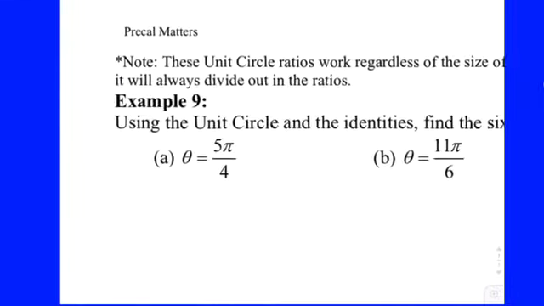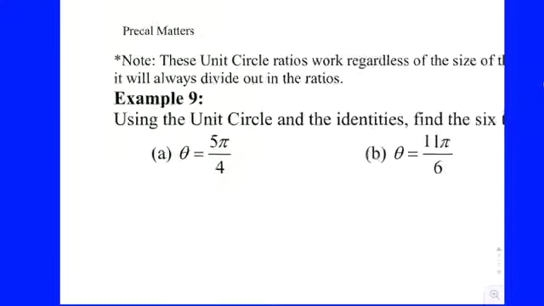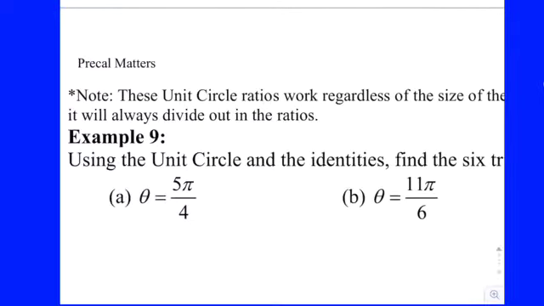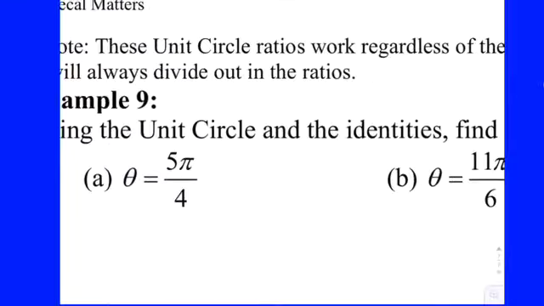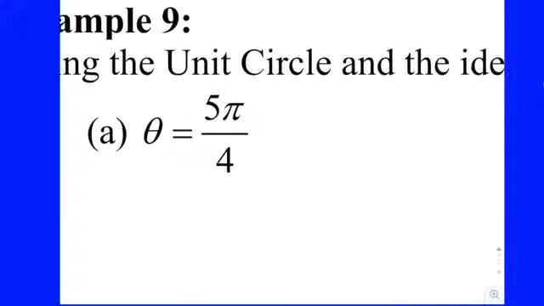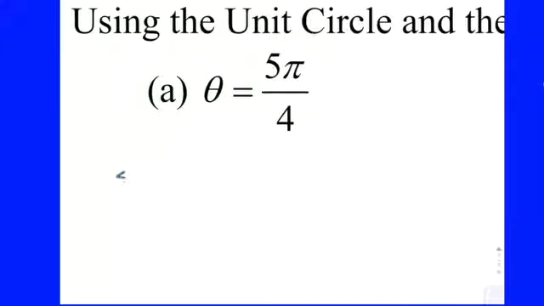All right, so here we go. Example 9. We're going to run through these common angles from the unit circle that everybody's memorized. And remember that even if we're not on the unit circle, where the radius is 1, these ratios will work because your scale factor divides out. So it says using the unit circle and those identities, go ahead and find all 6 trig functions for the following angles. Any one of these 6 could appear on your quiz on Monday. So let's just go ahead and set it up first.